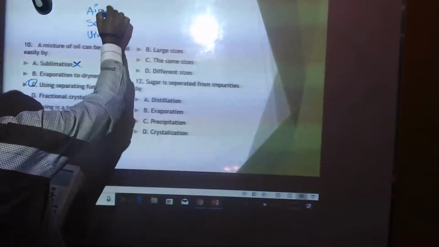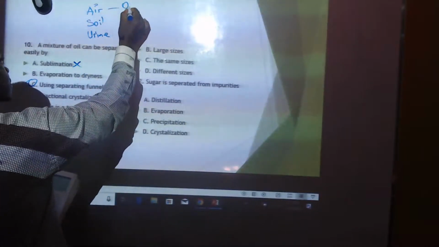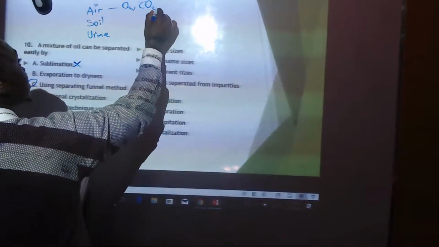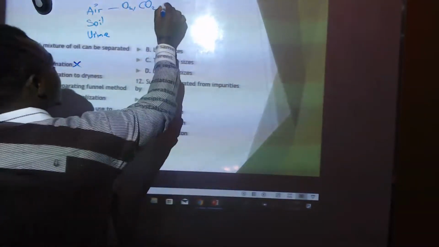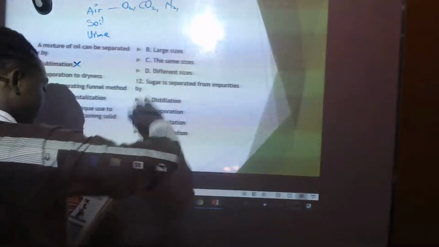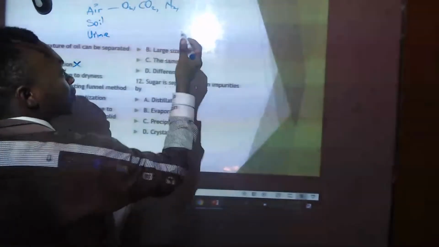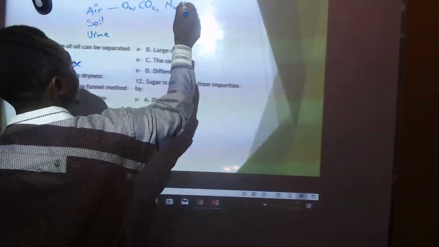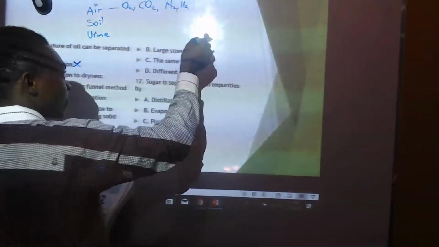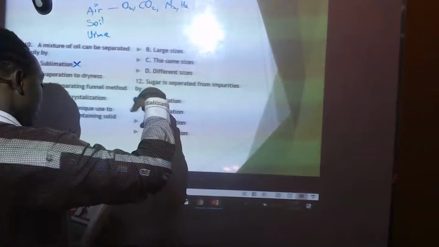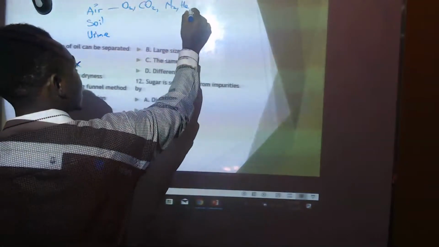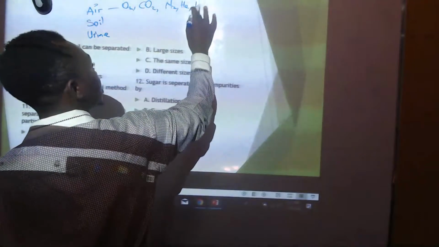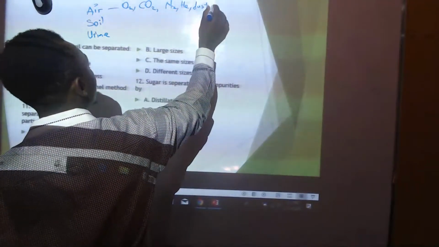Now, air is just a mixture of oxygen, carbon dioxide, nitrogen, and rare gases. When I talk of rare gases, you talk of the noble gases. You can put helium, you can put any of those noble gases. Now, you have dust, you have moisture.